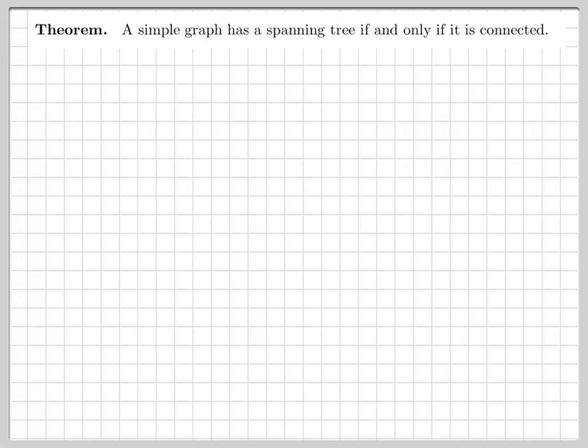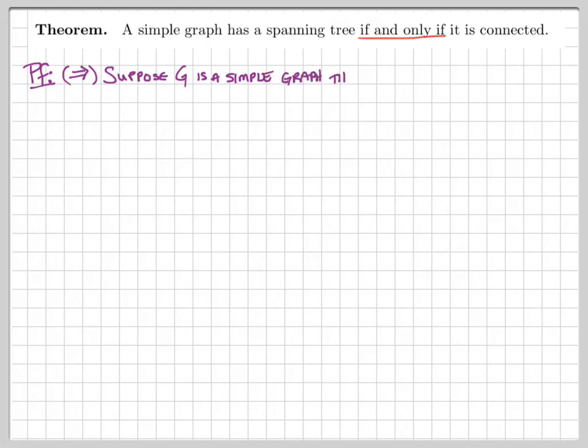Welcome back. For this second part, as promised, we're going to look at the proof of the theorem: a simple graph has a spanning tree if and only if it's connected. Perhaps the crucial piece here is the if and only if part of this statement. That means we have two directions to complete for the proof.